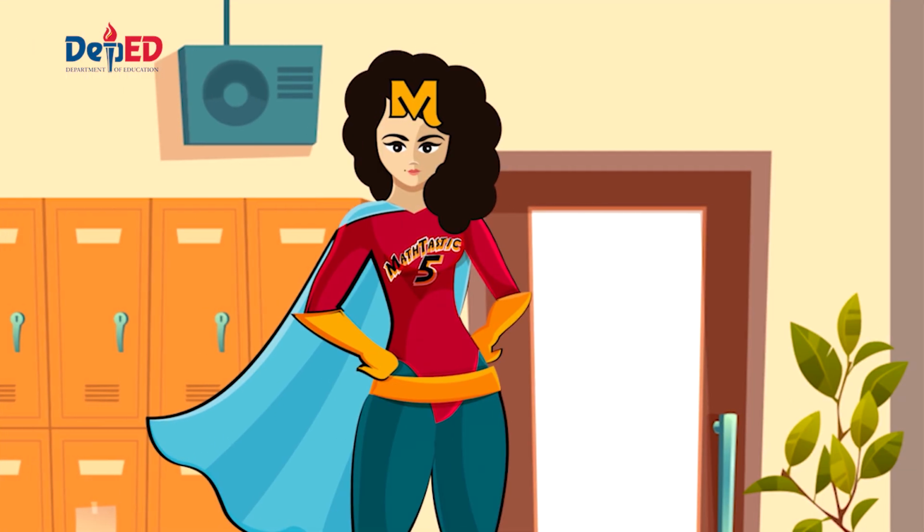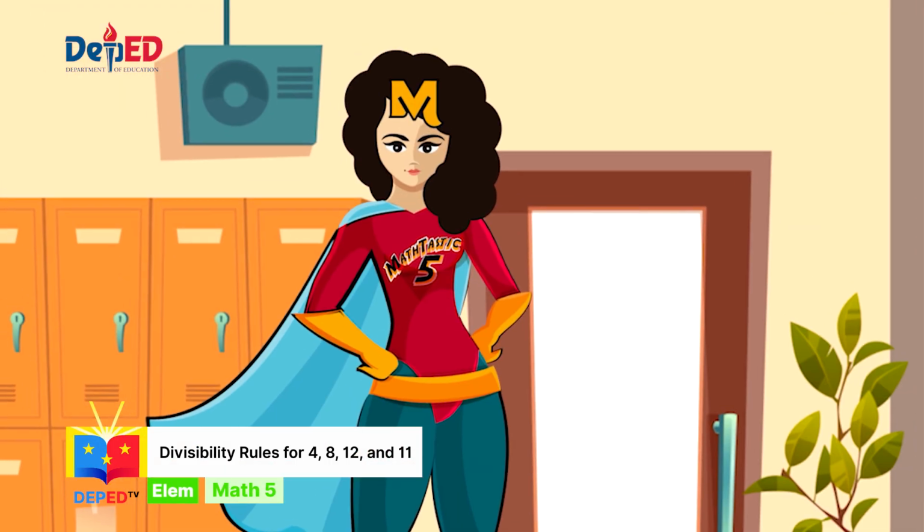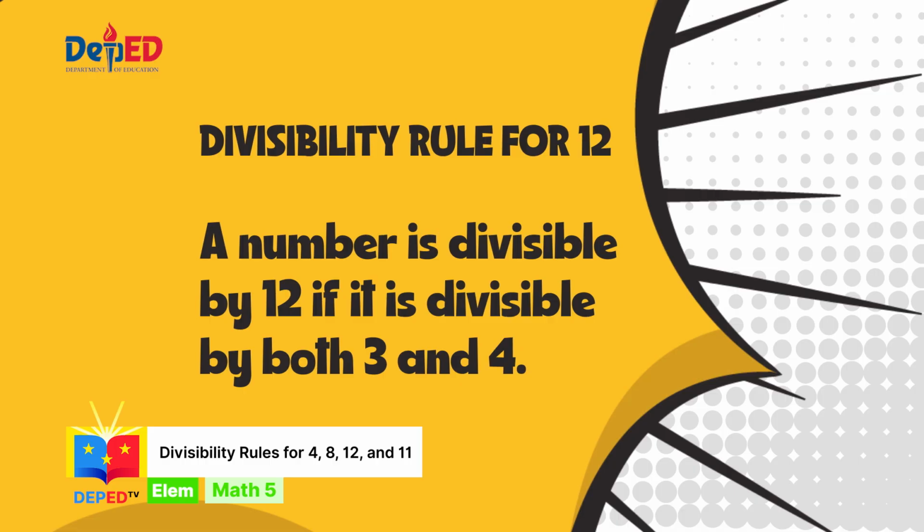What is the divisibility rule for 8? A number is divisible by 8 if the number formed by the last 3 digits is divisible by 8. A number ending in 3 zeros is also divisible by 8. How about the divisibility rule for 12? A number is divisible by 12 if it is divisible by both 3 and 4.